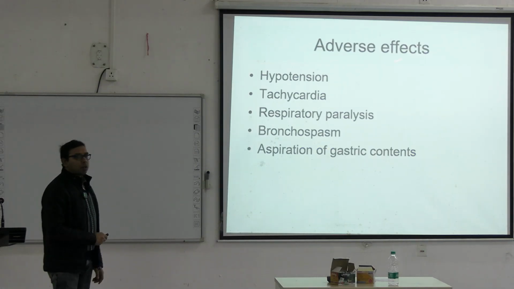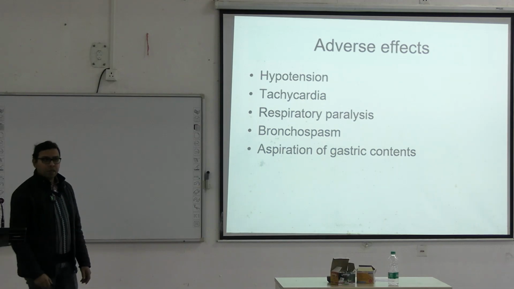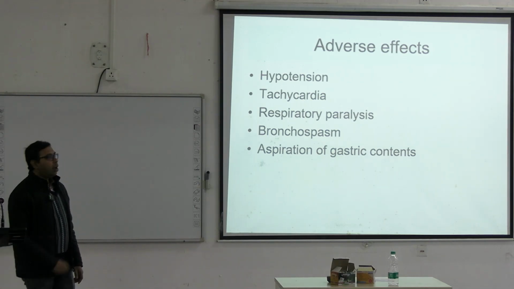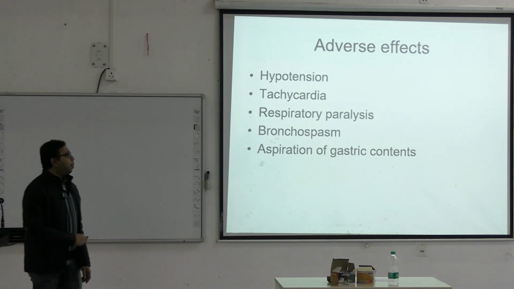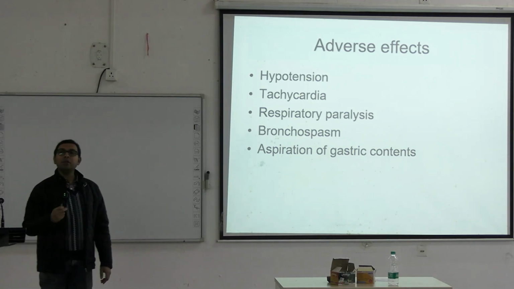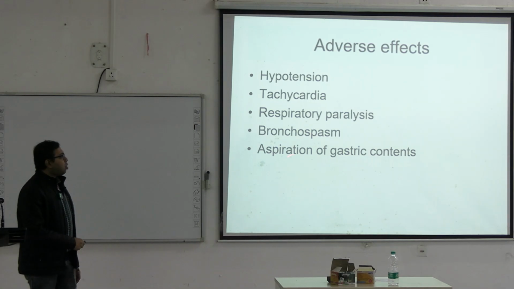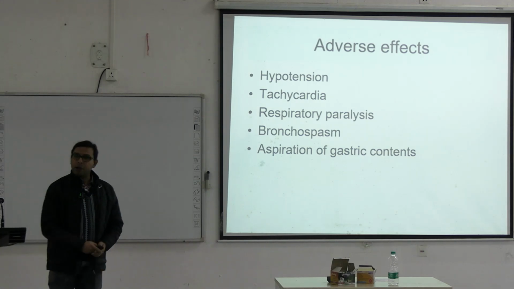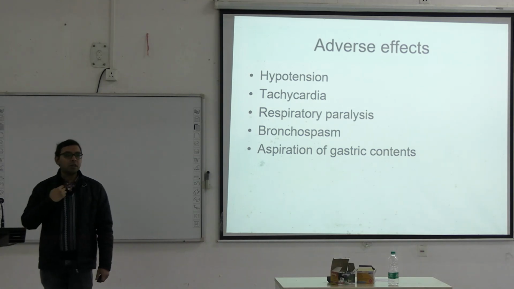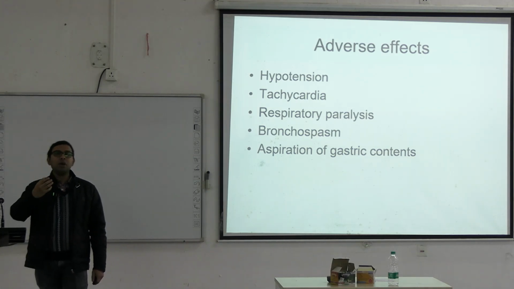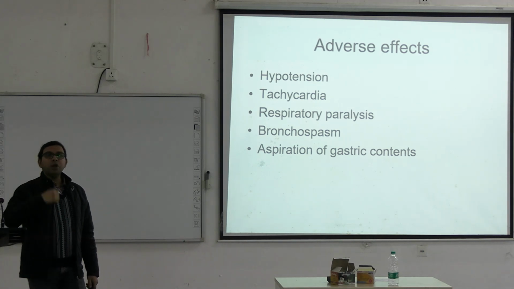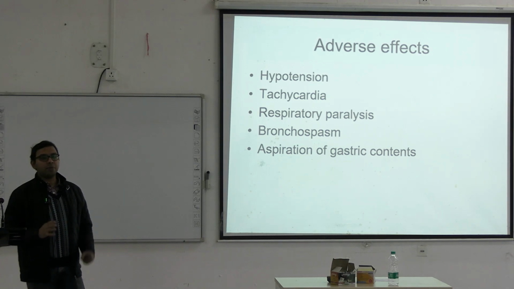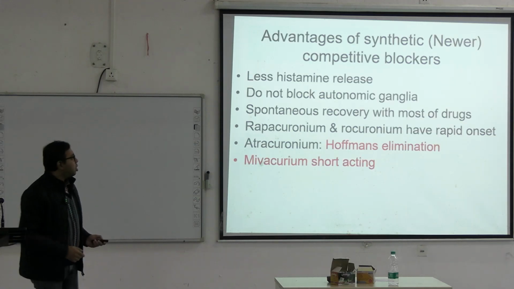The adverse effects of these drugs are that there may be some hypotension and tachycardia. Respiratory paralysis may happen if it is given in very high doses. Bronchospasm may happen due to the histamine releasing property. Aspiration of the gastric contents can happen because there will be relaxation of the muscles. So ultimately if the patient eats something, that food can go into the lungs instead of the esophagus because there is relaxation. Okay.